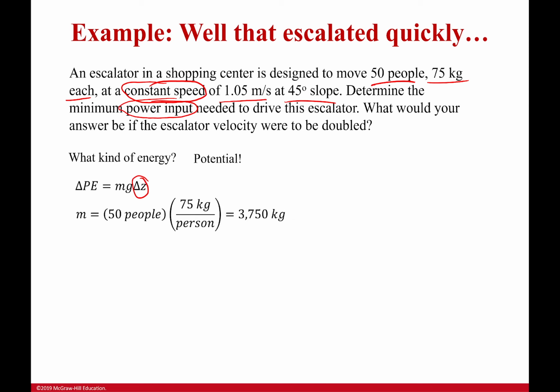First off, let's figure out the mass. So I have 50 people. There's 75 kilograms per person, which gives me a total mass of 3,750 kilograms. I know what gravity is. Gravity is 9.81 meters per second squared. But now I've got to figure out that delta Z.